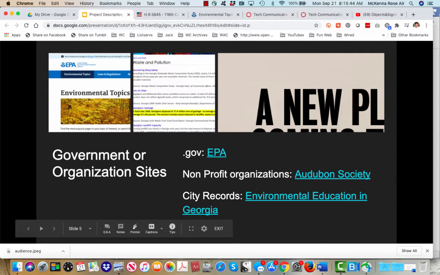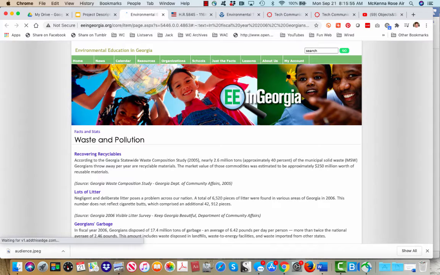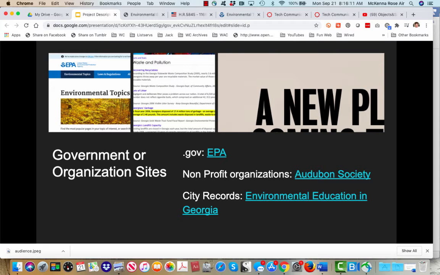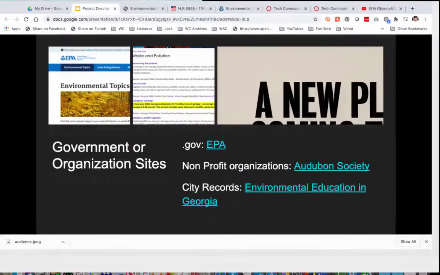Finally, if you are talking about recycling, CO2 emissions, transportation, etc., you might want to look at city records style databases like environmental education in Georgia, right? So again, there's going to be front-facing, general public facing information, and then data on the back end for specialists or culled from specialist information.